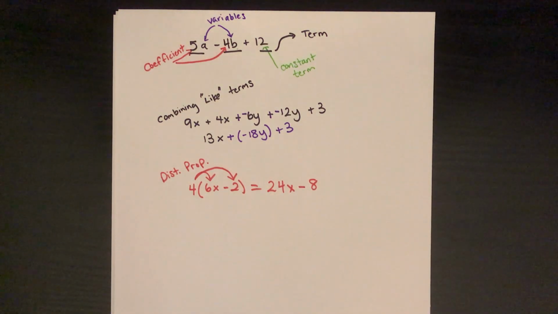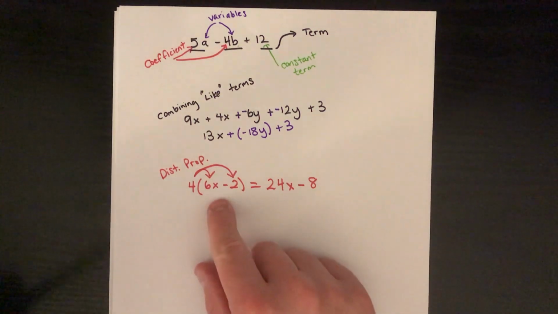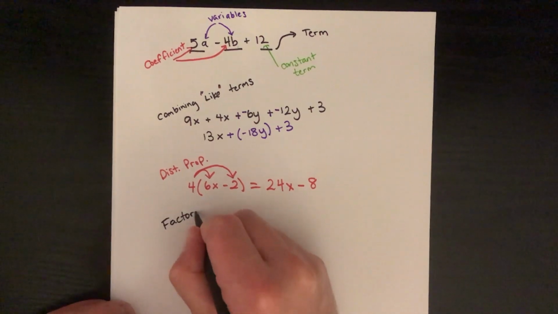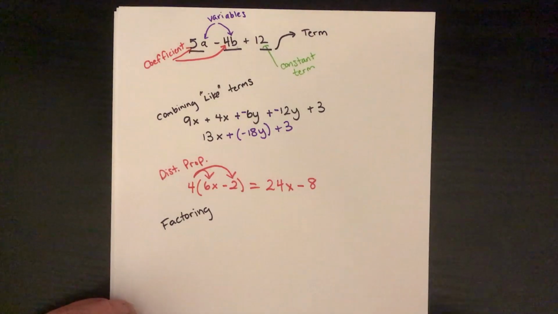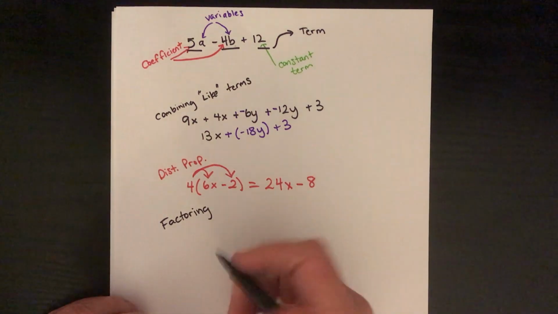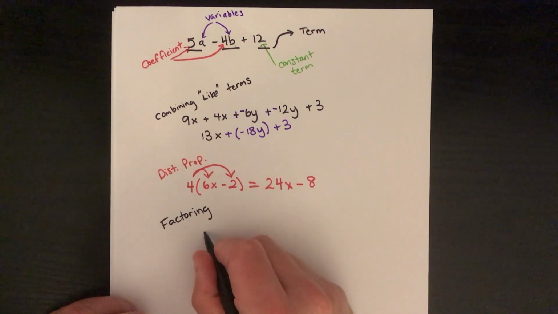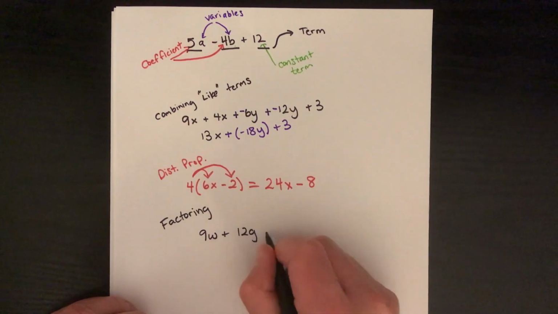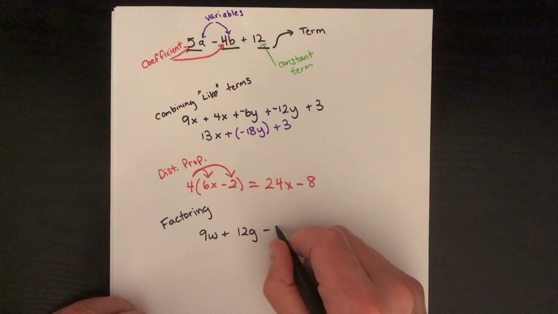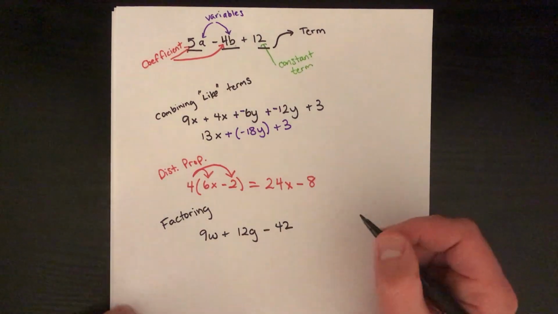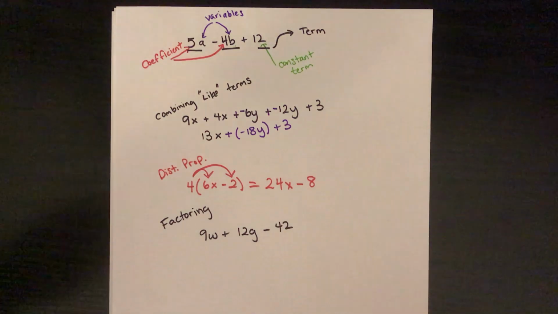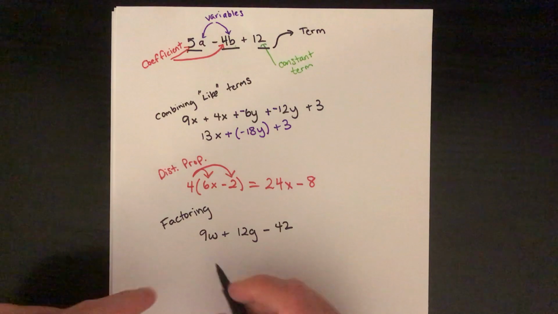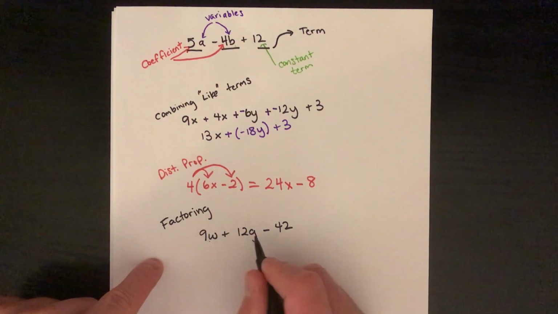All right, and then the last one that we learned a lot about was just the reverse of the distributive property, which we called factoring. That's if, let's say, you had an expression that was written in standard or expanded form, and maybe it was something like 9w plus 12g minus 42. I wrote that very specifically because I wanted each term in there to have a factor of 3 inside of it.